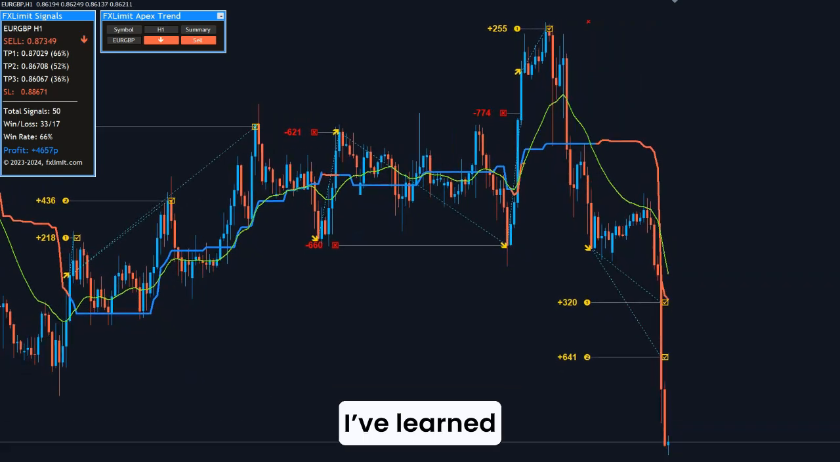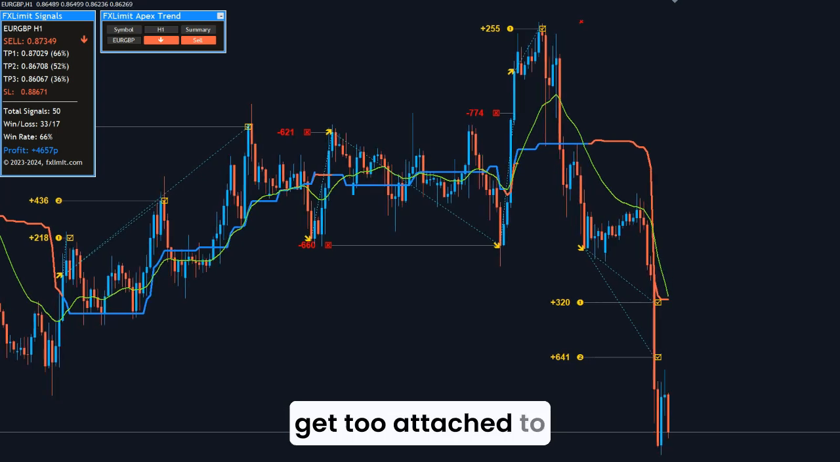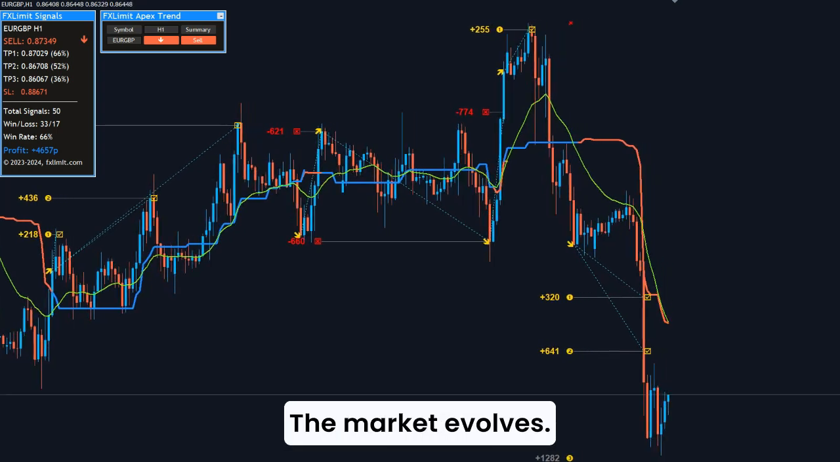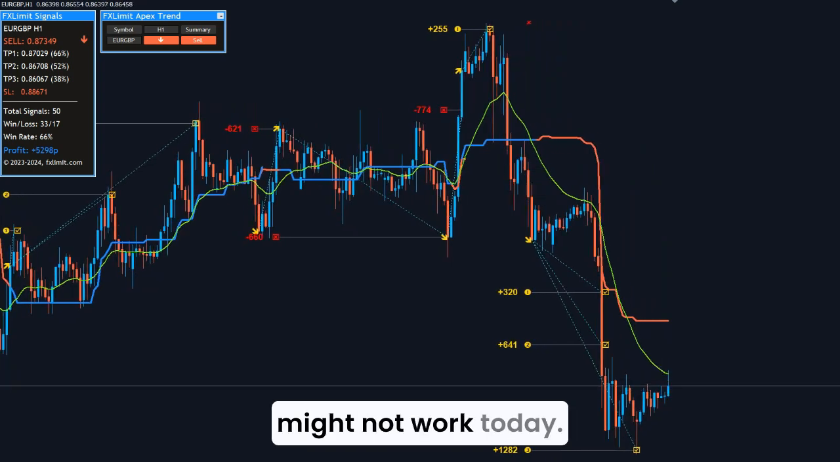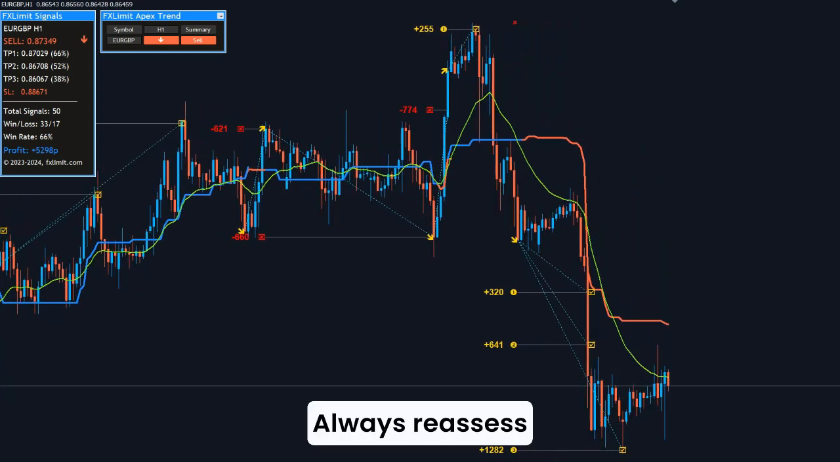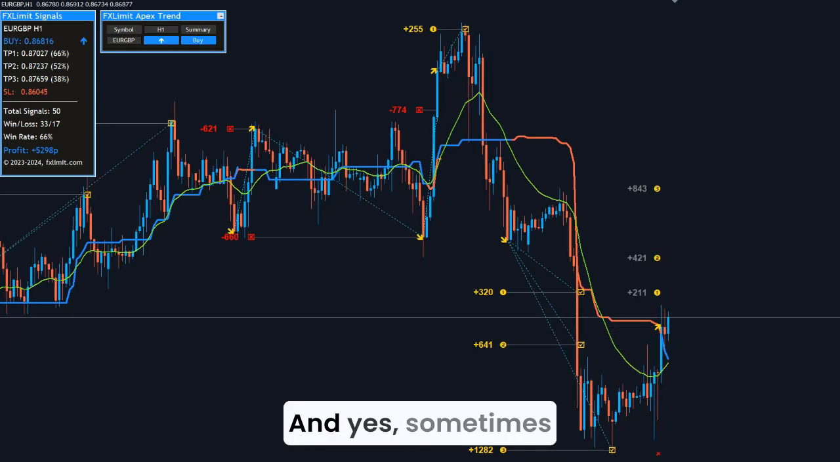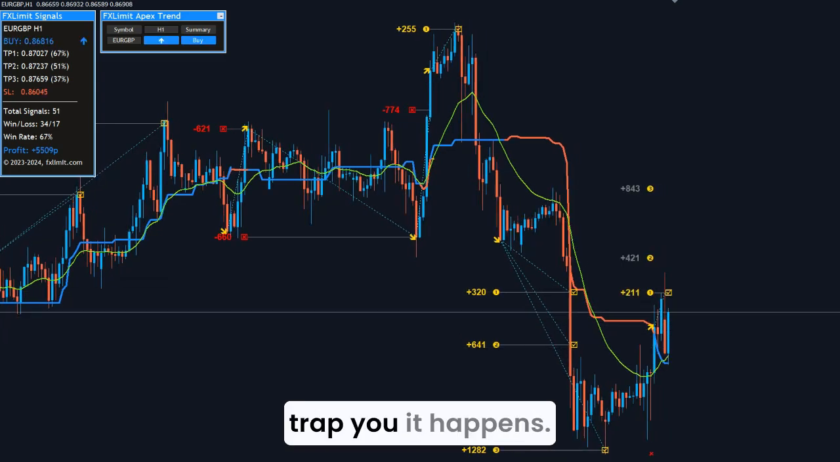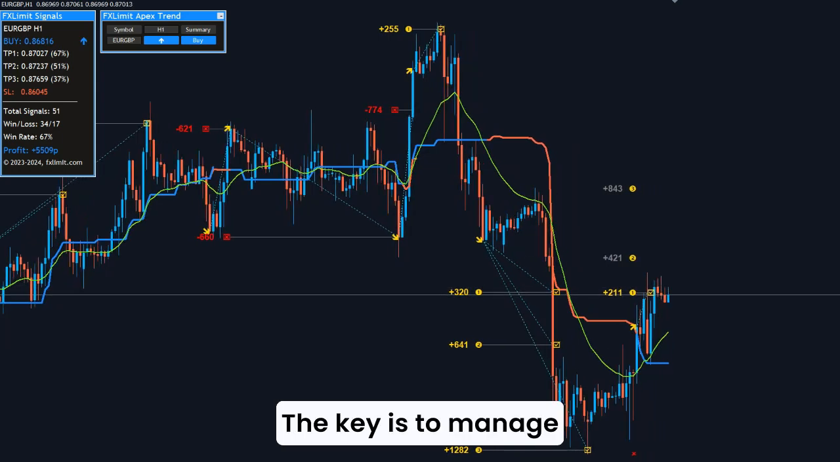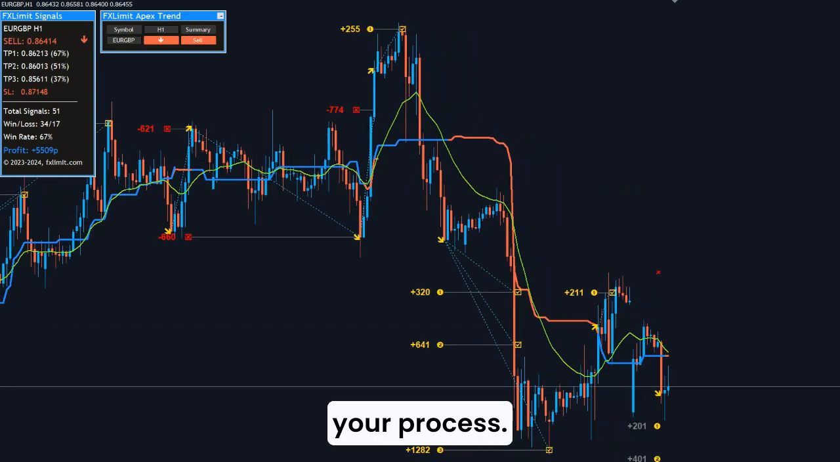And here's something I've learned the hard way. Don't get too attached to a trend line. The market evolves. What worked yesterday might not work today. Always reassess and redraw as needed. And yes, sometimes a false breakout will trap you. It happens. The key is to manage your risk and trust your process.